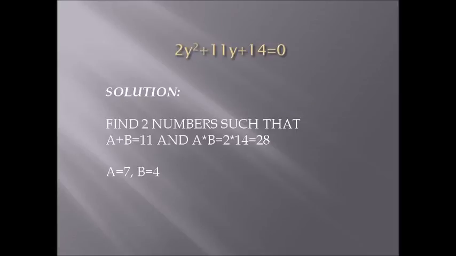Let's see the last example. Here the coefficient of y is 11. So we have to find two numbers such that their sum is 11 and the product is 2 into 14, that is 28. And two such numbers are 7 and 4. So we can split the middle term accordingly.